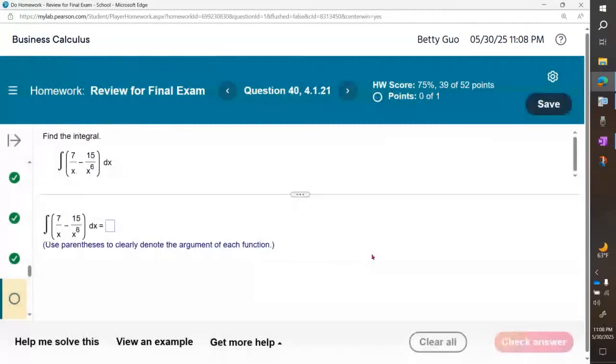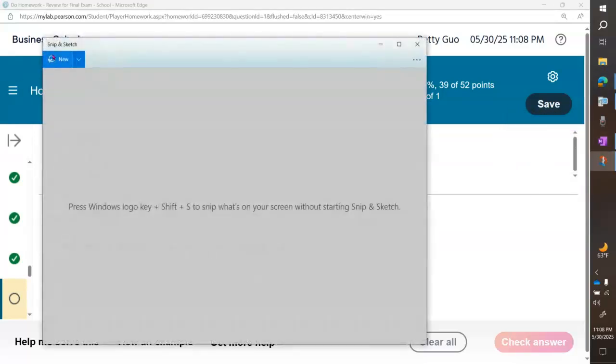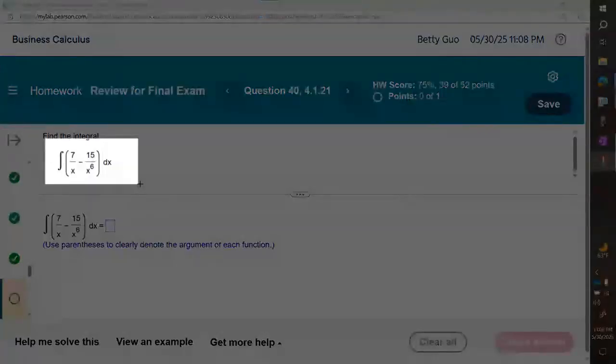You don't need 100% to get an A, right? You only need 90% to get an A. And from this problem, I believe the next 12 or 13 questions are going to be integrals. Okay, so this is an indefinite integral. I'm going to process it in a note.